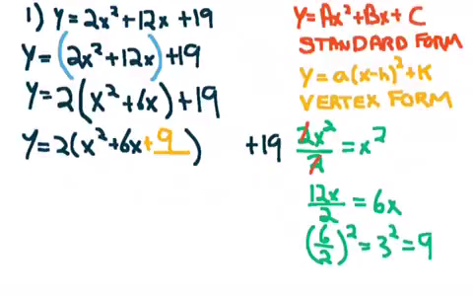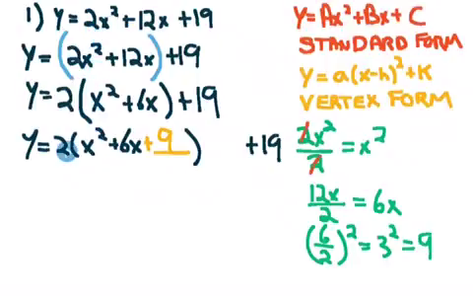So a lot of you probably said that we need to subtract 9, but that is not correct. We don't need to subtract 9 here. Now, had we started off with an expression that had a 1 in front of our x squared, that would be okay, but we didn't. We did not start off with a 1 in front of our x squared variable.